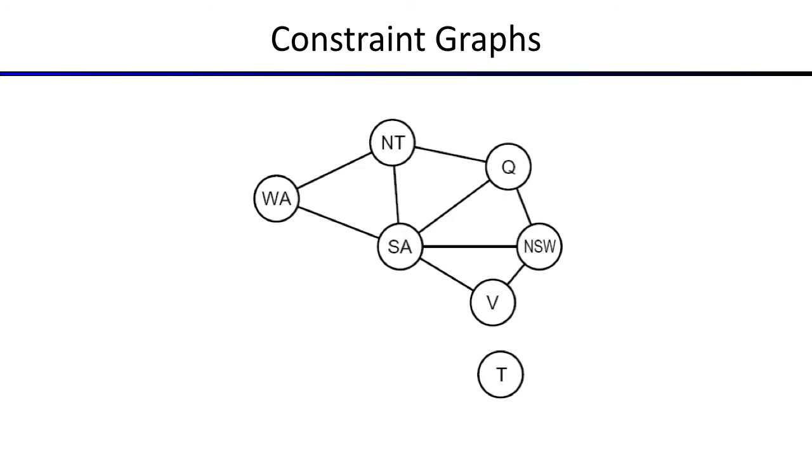So constraint graphs. What are we looking at right now? Well, if we consider the map that we had before, this is a graph where every node in the graph is one of the variables, and there's an edge between them if they're touching on the map.